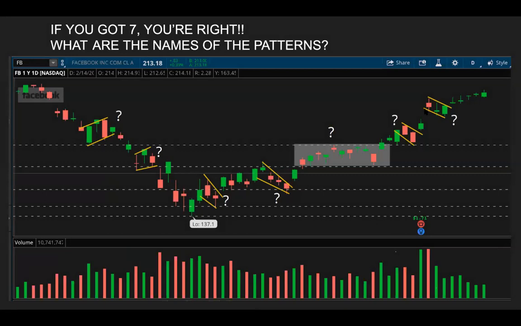Seven. If you got 7, you're right. What pattern is this one right here? What kind of flag? Okay. What is this one? Another flag. What is this one?